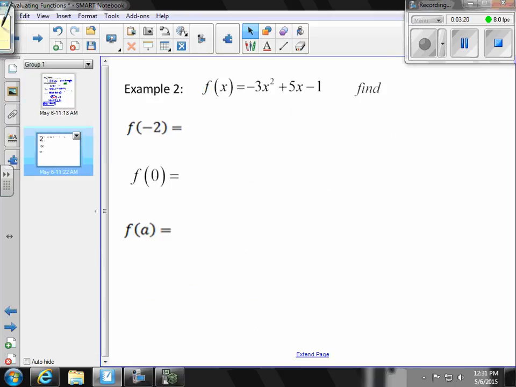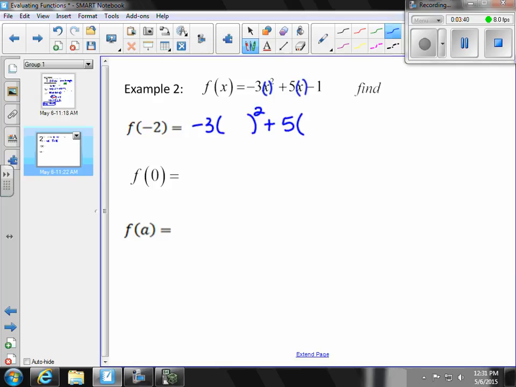We're going to do another example. Again, we're substituting numbers in for our x values. So wherever we have an x, we're going to put parentheses around it. Everything else stays on the outside of those parentheses. So I'm going to have negative 3 parentheses squared plus 5 parentheses minus 1. And in for x, this time I'm substituting negative 2. So negative 2 has to go inside the parentheses.